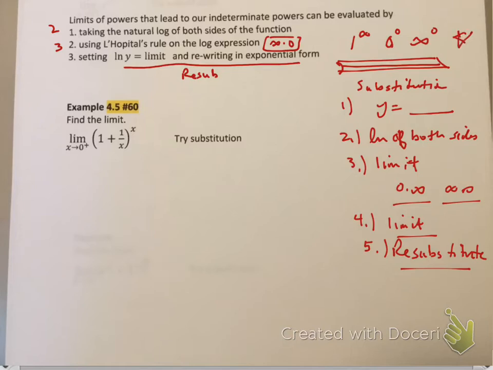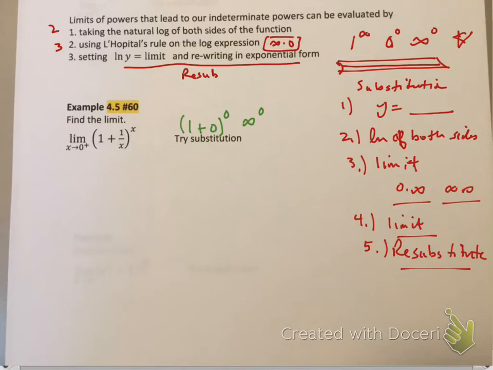All right, so let's go ahead. I think we need a different color to start this out. If you look at what's going on here, this is a 1 plus 0 to the 0 power. Well, let's start that over again. Okay, this is going to be an infinity to the 0 power.